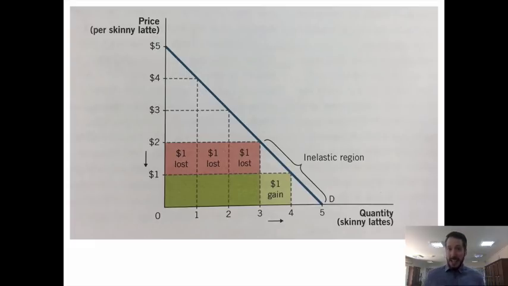This is when demand is inelastic. Here's the region. When in the inelastic region of the demand curve, lowering the price will decrease total revenue. The gains from increased purchases, shown in the light green area, are smaller than the losses from a lower purchase price, shown in the red area.